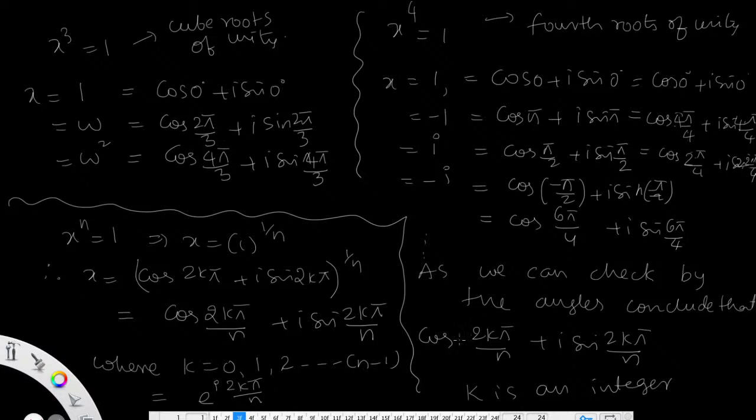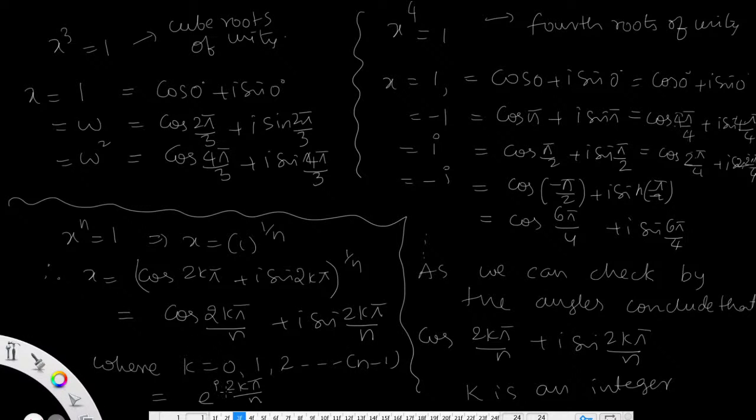Let us see, if x cube equal to 1, we get the values cos 0 plus i sin 0. Then omega means cos 2 pi by 3 plus i sin 2 pi by 3, when k equal to 1 is substituted. If k equal to 2, we write cos 4 pi by 3 plus i sin 4 pi by 3. In the generalized form, that is cos of 2k pi by n plus i sin 2k pi by n, that is the nth roots of unity.